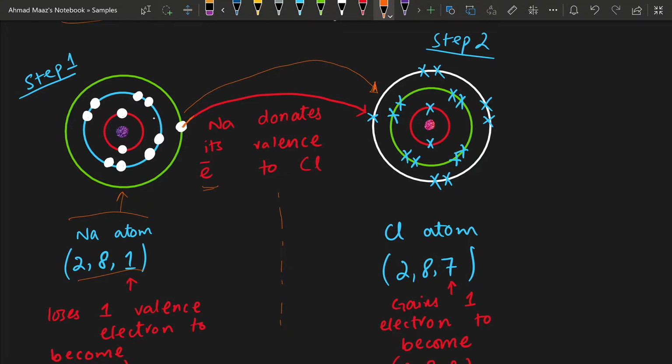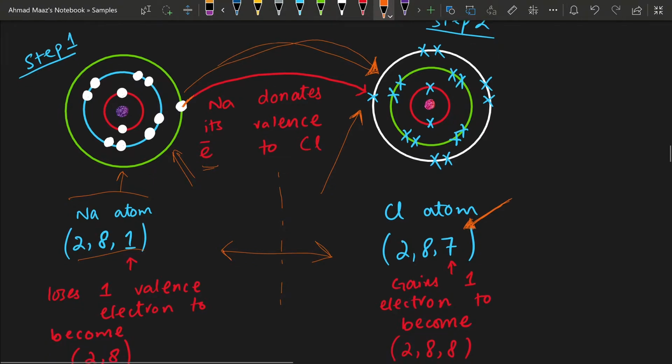Chlorine has an electronic configuration of 2,8,7. Now we're looking at step 1 and step 2 simultaneously, because that is how it actually happens. This sodium atom donates its one electron to this chlorine atom. The chlorine atom has 7 valence electrons. Sodium wants to get rid of its one electron, whereas chlorine wants to add one more electron in its valence shell. This way both of these atoms will have their octet complete.